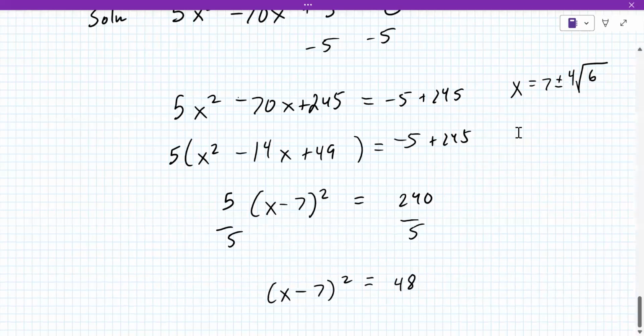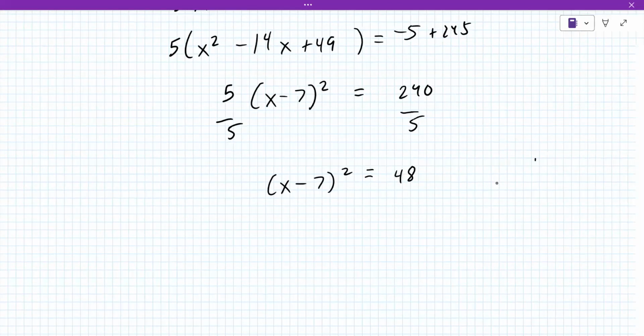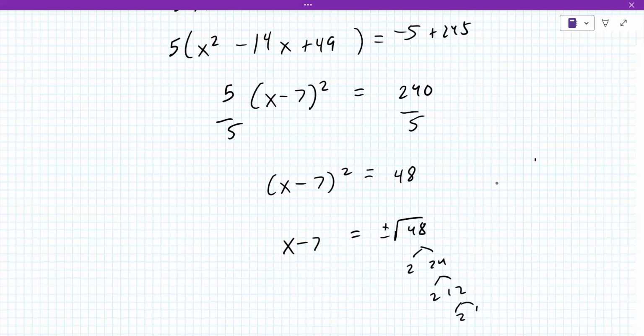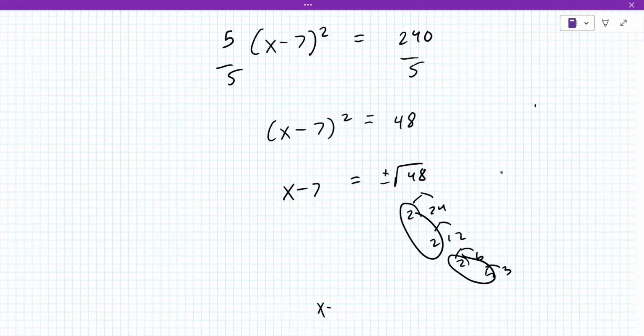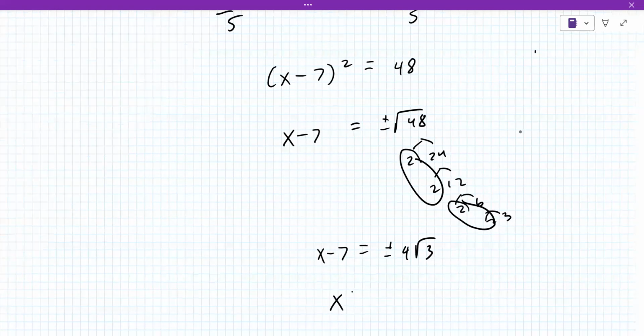Okay, and I'm guessing that's where you started. That's what I got, yeah. But when you take the square root, you've got to be careful here, because you start with 2 and 24, 2 and 12, 2 and 6, 2 and 3. So it is a 4, but it's square root of 3 on the inside. And then you add the 7. So x is 7 plus minus 4 square root of 3.